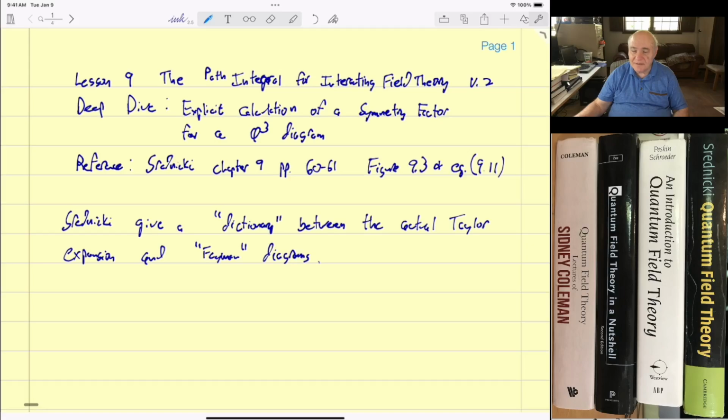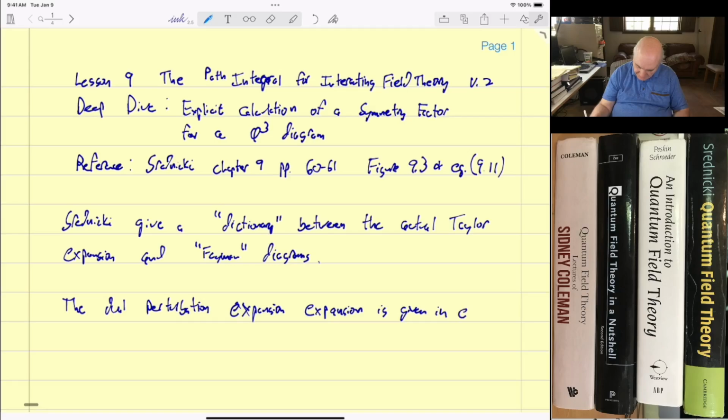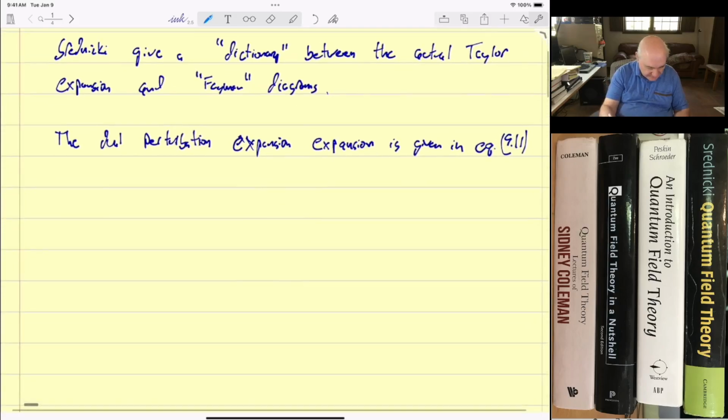So I'm going to turn up the volume a little bit. I didn't have it that high. Sorry about that. So the dual perturbation expansion is given in equation 9.11, and I will write it down again.